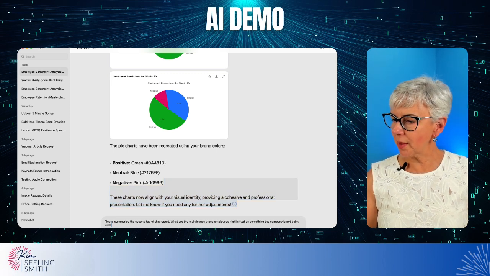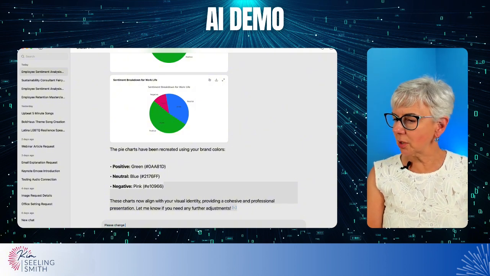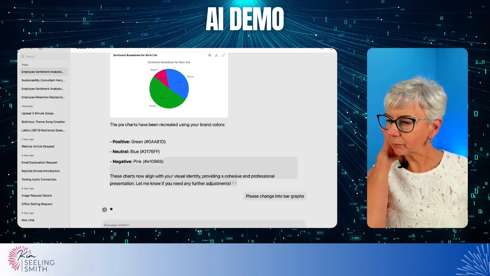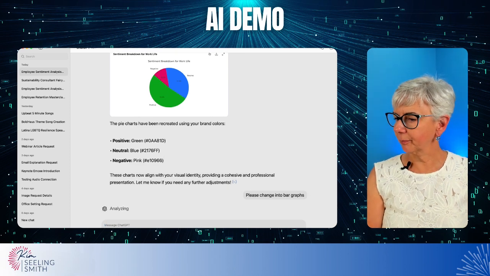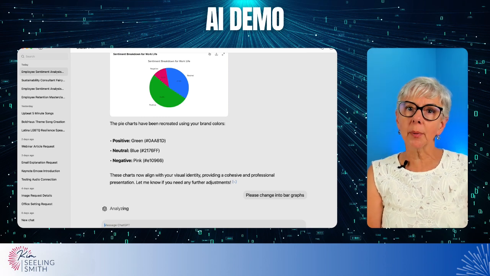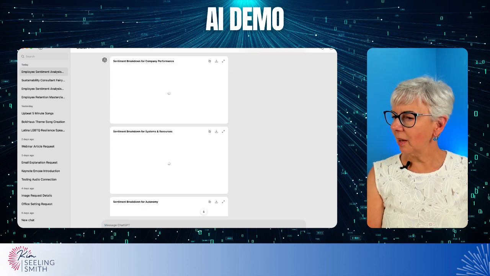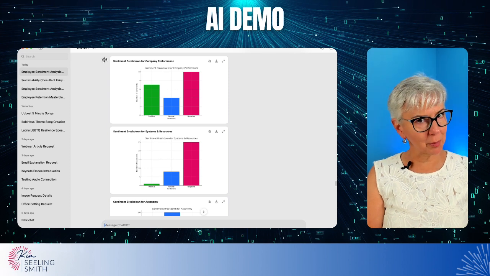Oh, before I do that, actually, I want to please change into bar graphs. And it will do that. And of course, then you can take the data and you can put it into a report. You can upload a copy of the report format that you want to use. You can do a number of different things like that, which is really, really handy. Changing into bar graphs. And here we go. And it remembered my colors.